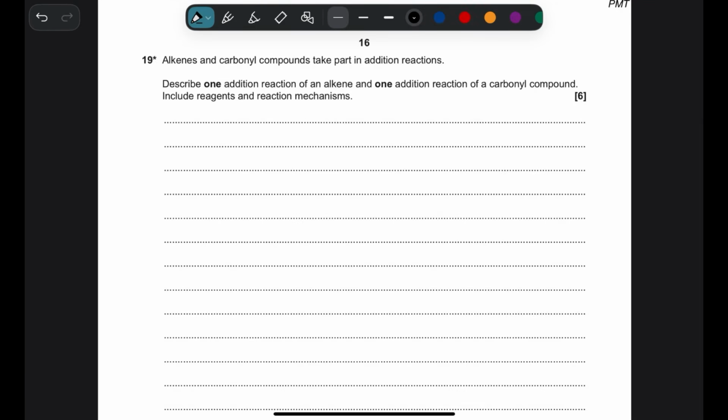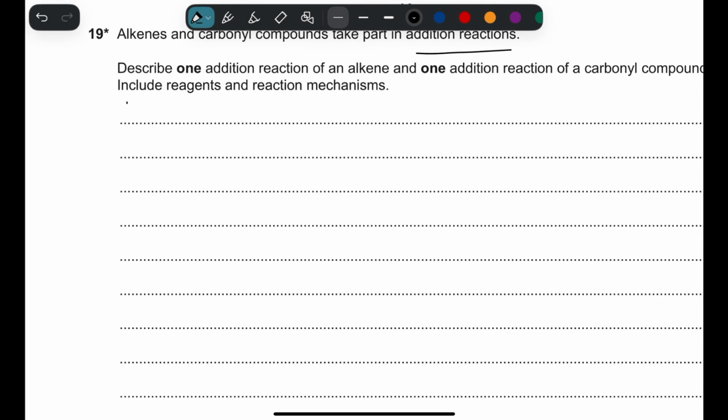Okay, so this is a very interesting 6 marker, where we're talking specifically about addition reactions. Now, in terms of what we're doing here, we just need to get down the basics. We know it's a 6 marker, and we know they want reagents and reaction conditions, so we're going to give them all they want. Let's start with the alkenes. Yeah, we'll start with the alkenes, give them everything they want.